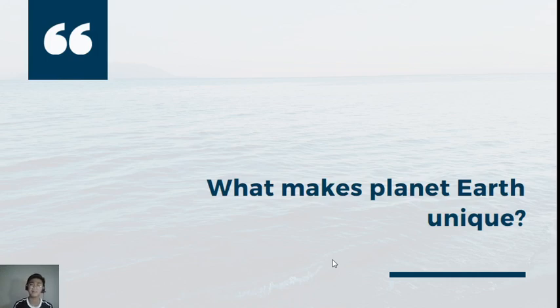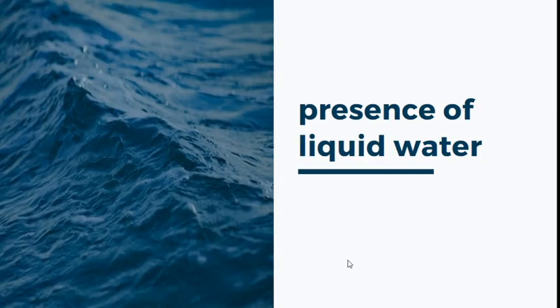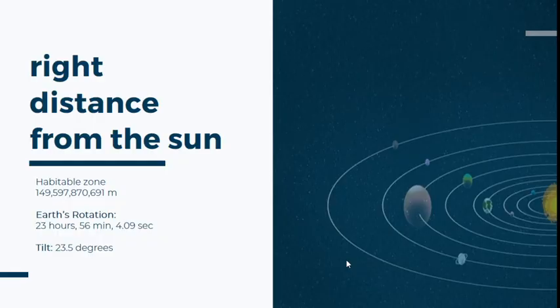What makes planet Earth unique? Now, there can be a lot of answers, but one of those is that planet Earth is special because it is an ocean planet, meaning it has a presence of liquid water, which covers 70% of Earth's surface. Also, planet Earth is habitable with a distance of almost 150 billion meters from the Sun, which is considered the right distance that shelters it from the worst of the Sun's rays.